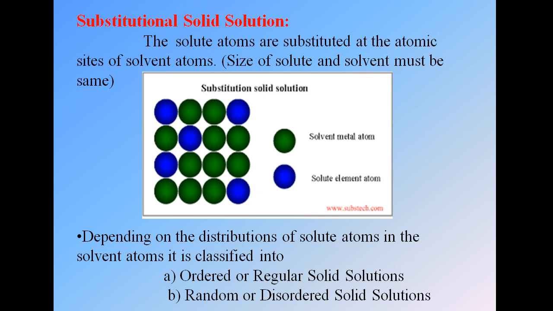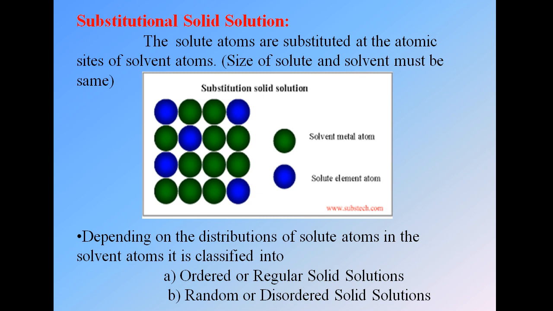See what the definition says: the solute atoms are substituted at the atomic sites of the solvent atoms. The condition is that the size of the solute and solvent must be the same. We will go through the diagram. In the figure, the solvent metal atoms are in green color and the solute element atoms are in blue color. Initially all the spheres are green, so it is a solvent. If we place everything in blue color, then it is a solute atom.